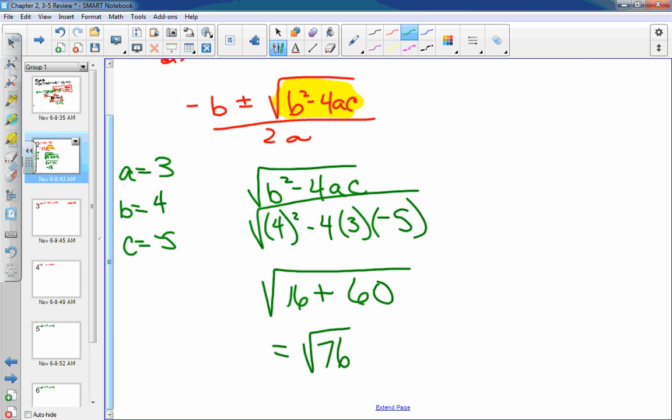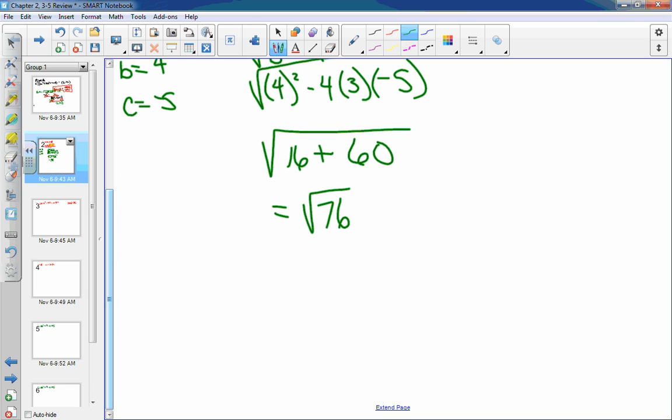Now, can you take the square root of 76? Is 76 a perfect square? No. So you know what type of answers these are going to be? 2 irrational answers. Right? Because it's not a perfect square.